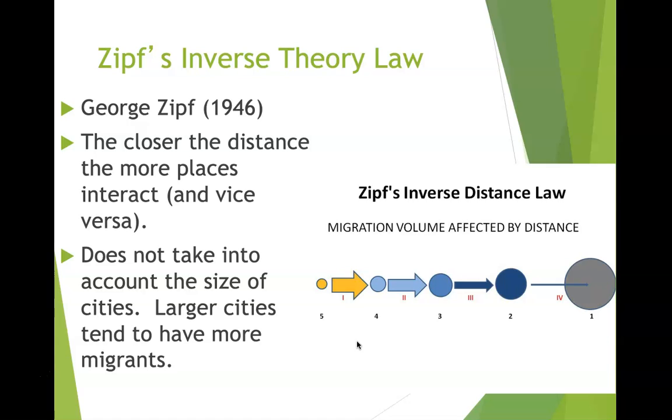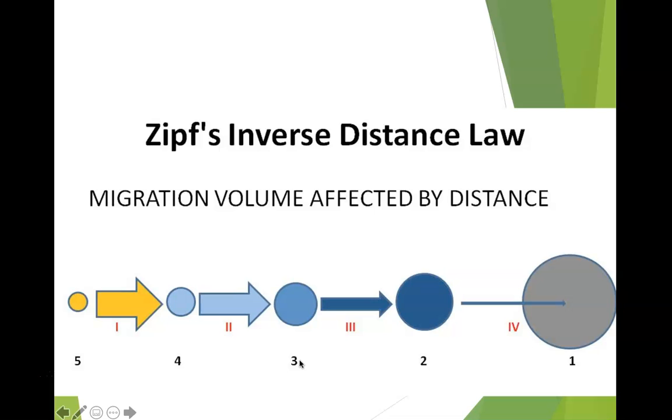We also have something called Zipf's inverse distance law, which basically says the closer the distance, the more places interact, and vice versa. But Zipf does not take into account the size of cities. Larger cities tend to have more migrants. This smaller place, yes, is going to have more interaction with the blue area, but it might also have interaction with this one over here, because it's a bigger spot. So again, we look at migration volume affected by distance.